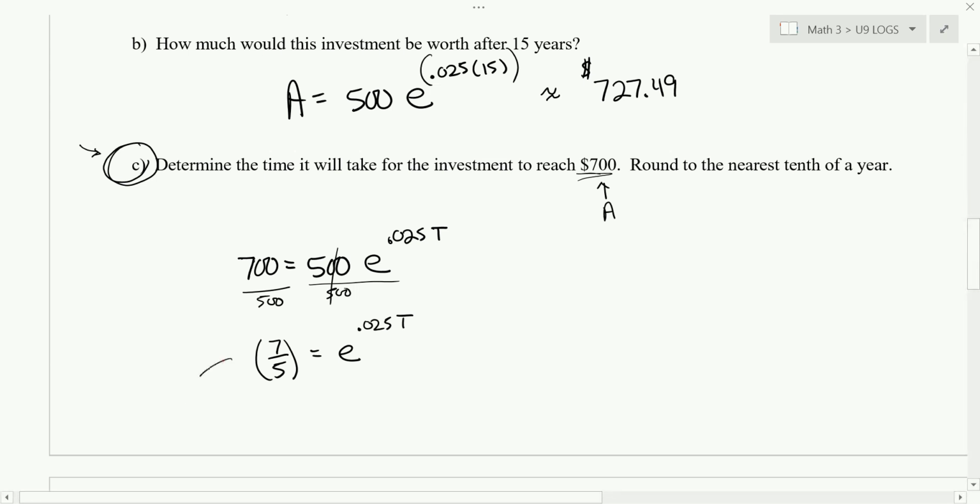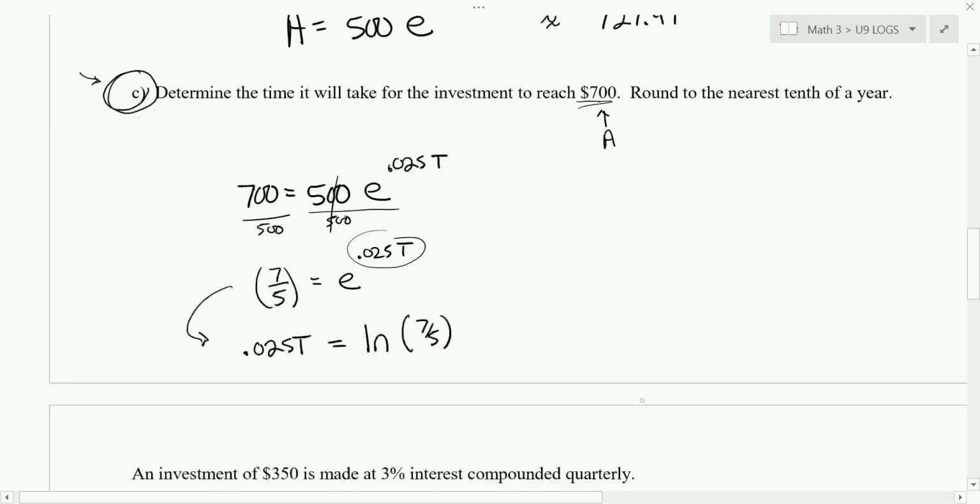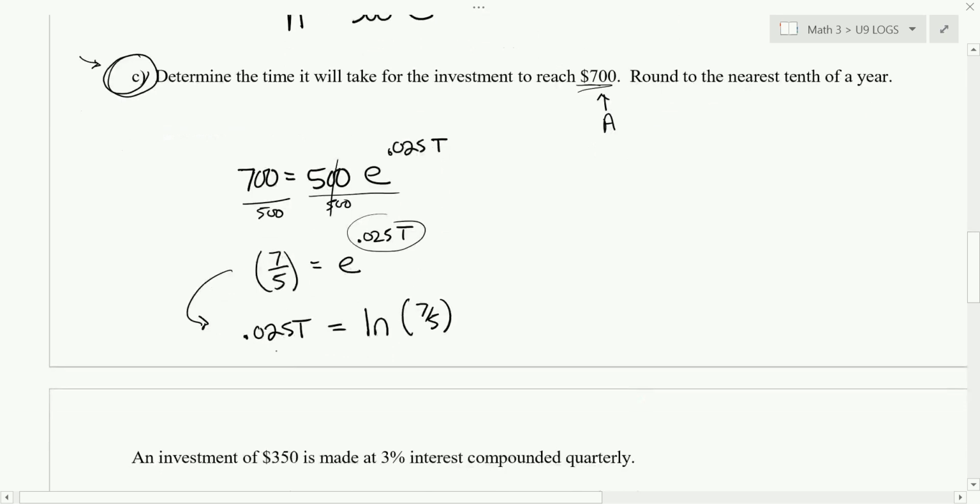Change it to log form. So when you change it to log form, you take your exponent, so the 0.025t, and set it equal, your exponent will always equal the log. And this log is going to have a base e, so what kind of log is it? The natural log. You take the natural log of 7/5. Now we're almost there. Divide by 0.025, both sides.